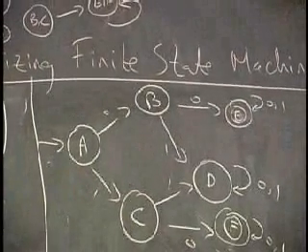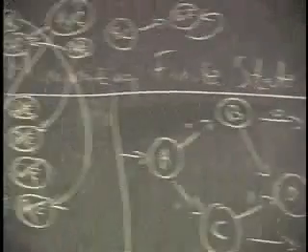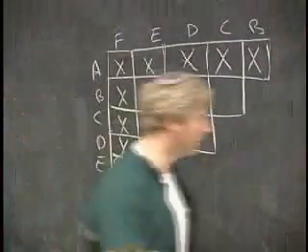So we're done. This stays indistinguishable. This stays indistinguishable. That means E and F can collapse into one state. And they should.